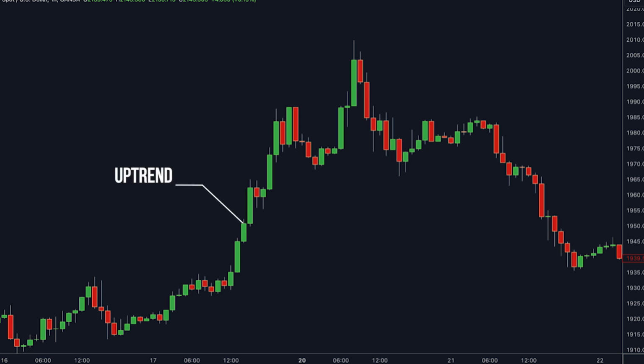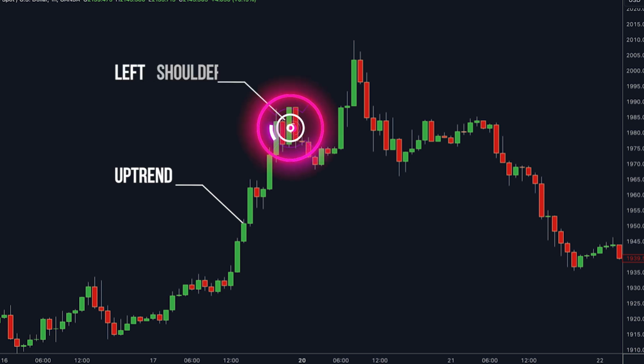Uptrend. The very first part of a head and shoulders pattern is the uptrend. This is the extended move higher that eventually leads to exhaustion. As a general rule, the longer the uptrend lasts, the more substantial the reversal is likely to be. Left shoulder. The market moves down to form a higher low. At this point, things are starting to come together, but we don't quite have enough to draw the neckline.